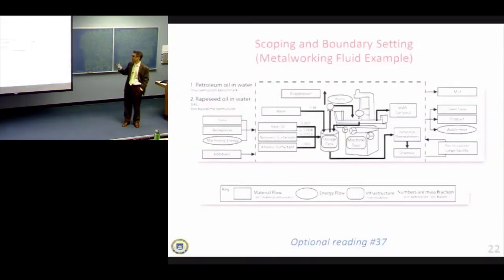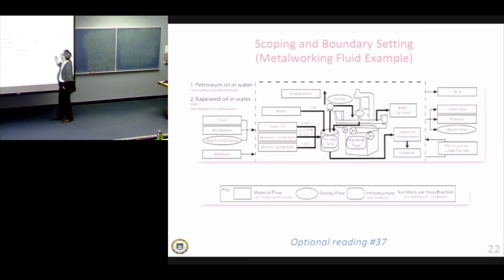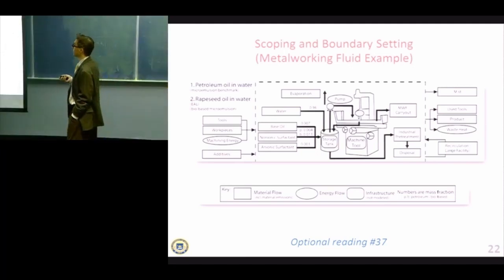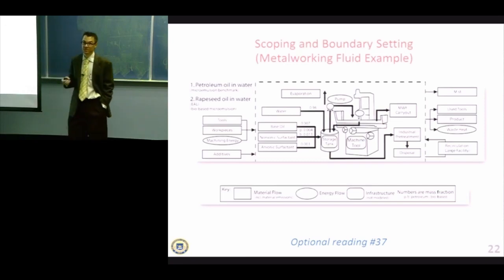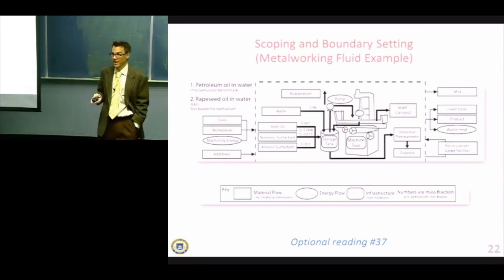Okay, so if we look at our cutting fluid example now, we're comparing the petroleum oil and water with the rapeseed oil and water. We have chosen, the dashed line here is our boundary. We're going to ignore the tools. We're going to ignore the work pieces. We're going to ignore the machining energy and all those additives I've already mentioned. We are going to look at the base oils. We're going to look at the surfactants. There's two types of surfactants, a non-ionic and an anionic surfactant.